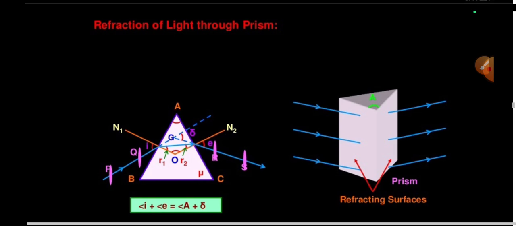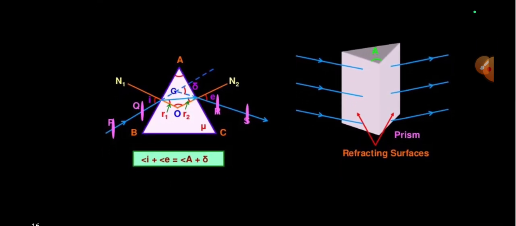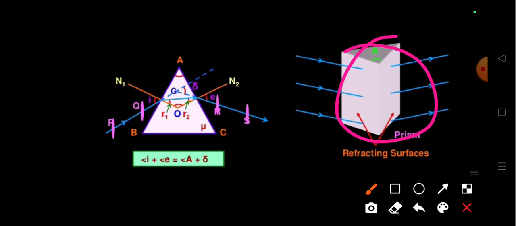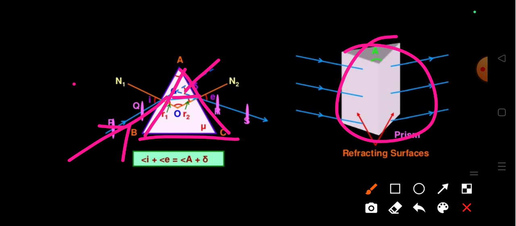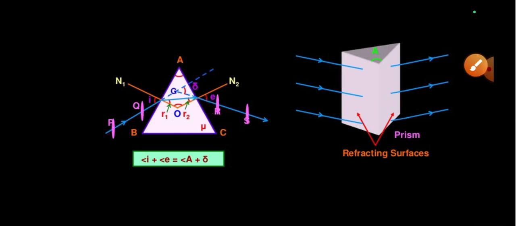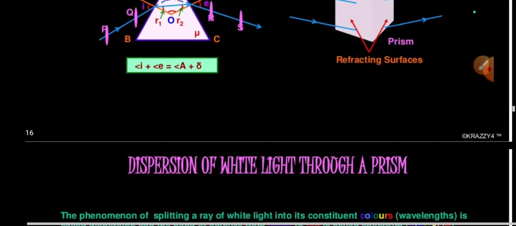So, refraction of light through a prism: in different angles they kept a prism here, as given in our textbook. Whenever we pass light through the prism, it slightly bends, because when light passes from a rarer medium to a denser medium, the velocity of light decreases. Again, the prism is a denser medium, and when light passes to a rarer medium, the velocity of light increases, so again it undergoes refraction. The ray diagram is given there.